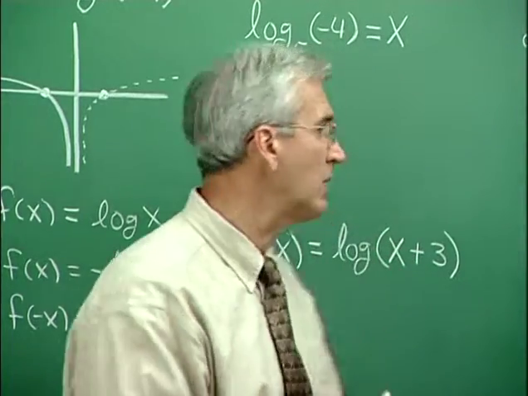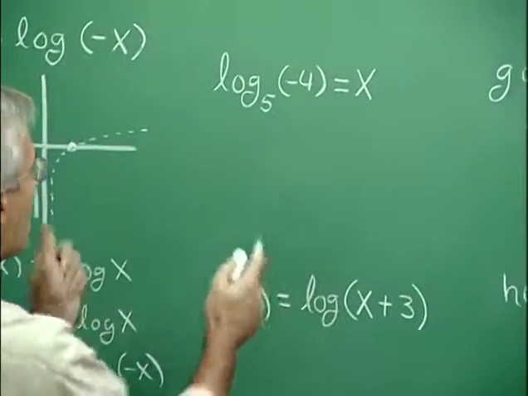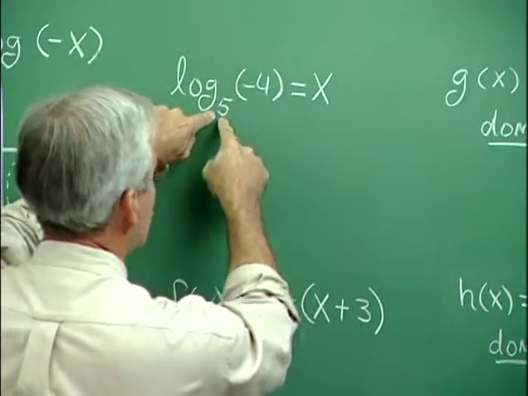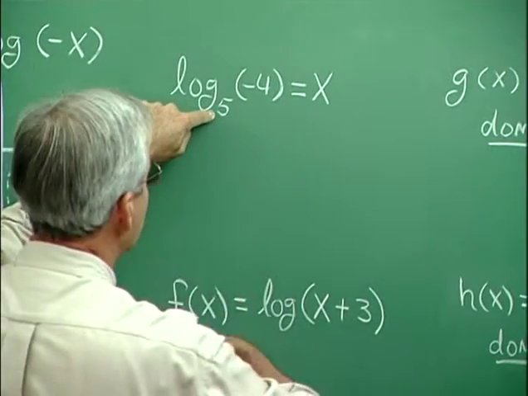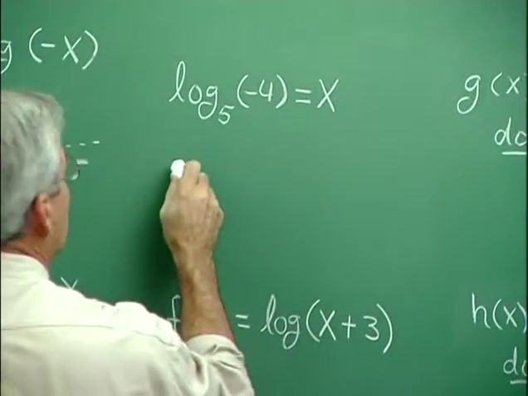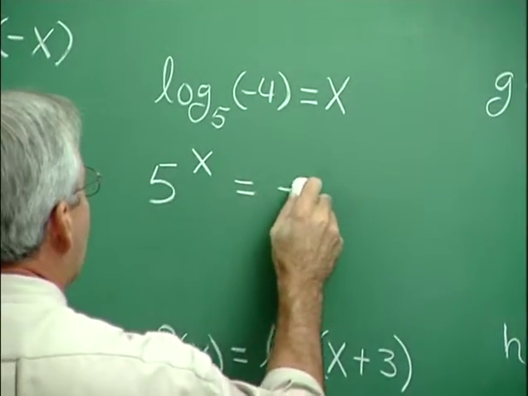Let's see why we can't do it from the perspective of an exponential equation. You see, suppose we try to take the log of negative 4 in, let's say, base 5. The base really doesn't make any difference here. But it's the idea that we set this equal to x, and then we have, in exponential form, 5 to the x power is equal to negative 4.